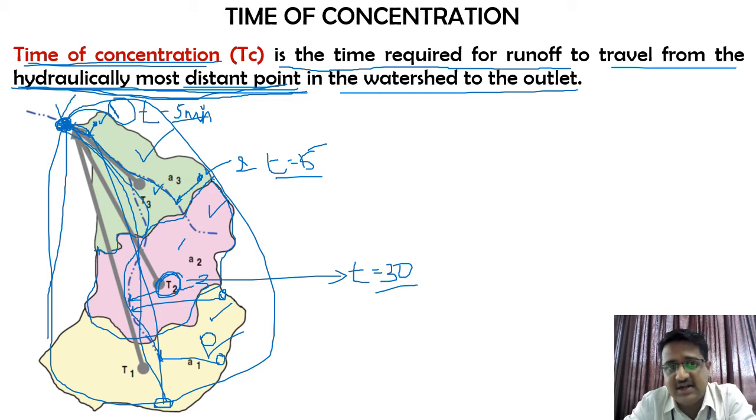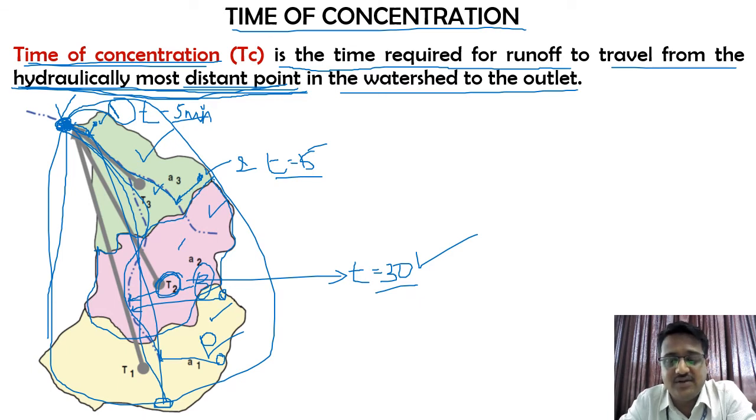So right now, with this explanation, if I consider the third one as the most hydraulically distant point, then the time of concentration is going to be 30 minutes. So this is what the time of concentration is going to be. Similarly, as I explained, we are going to study this in hydrology module 3 for generation of hydrographs.